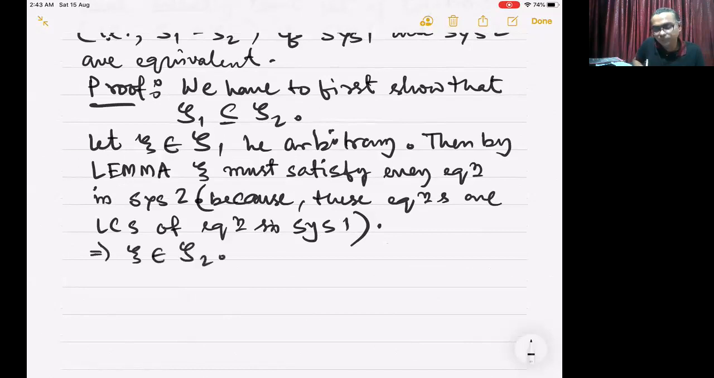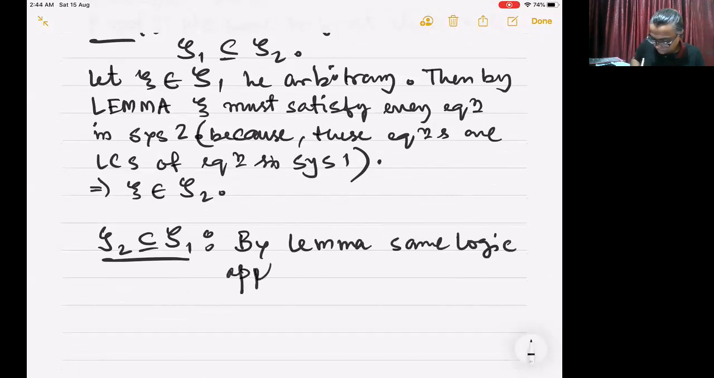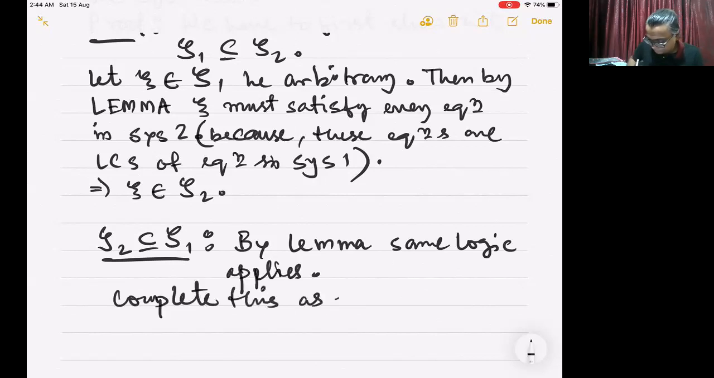That's it. Now we have to show S2 is contained in S1. The proof is going to be exactly the same, by the same logic, by lemma, same logic applies. Complete this as a homework, right? Okay.